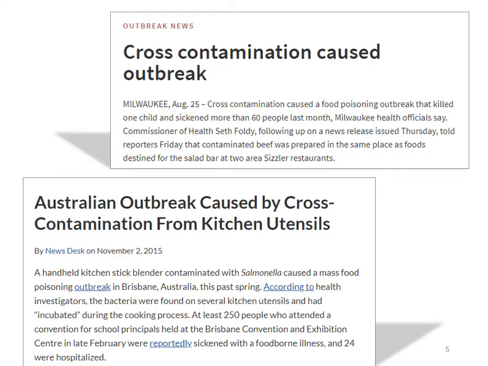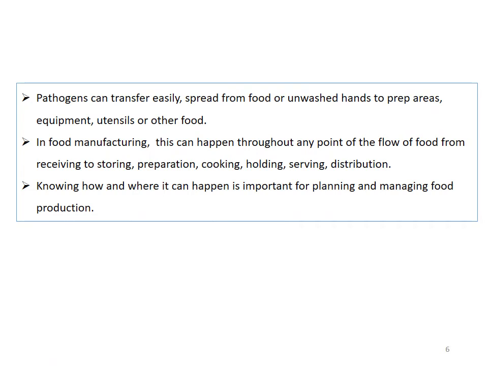Usually cross-contamination causes severe outbreak. So these are two cases where cross-contamination has led to hospitalization and also death. Important notes is that we have to remember that pathogens can transfer easily and spread from food or unwashed hands to preparation areas, equipment, utensils, and other food.